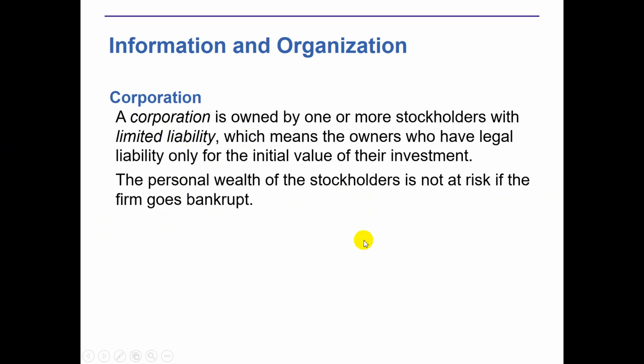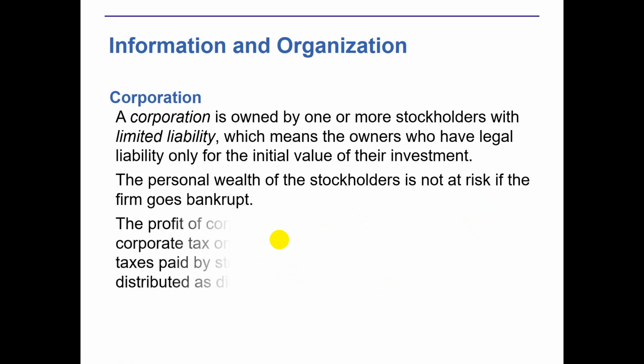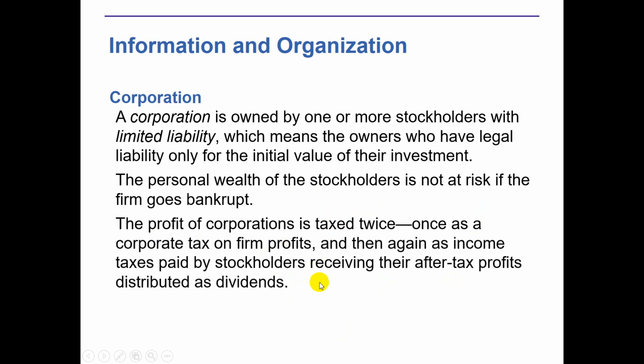So it is not the whole responsibility of the stockholders if the firm gets bankrupt. The profit of a corporation is taxed twice. It means the corporation's profit is taxed twice. So this is a double taxation system in corporations. That is the drawback of corporations.